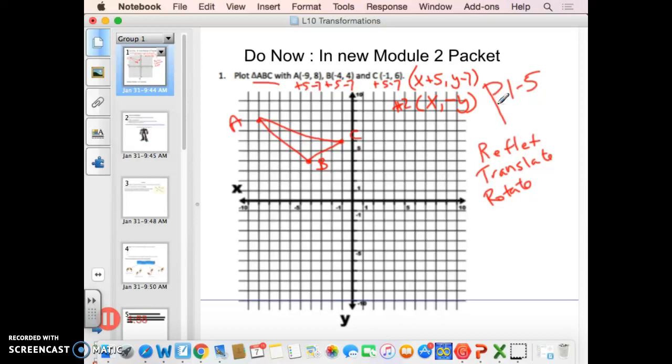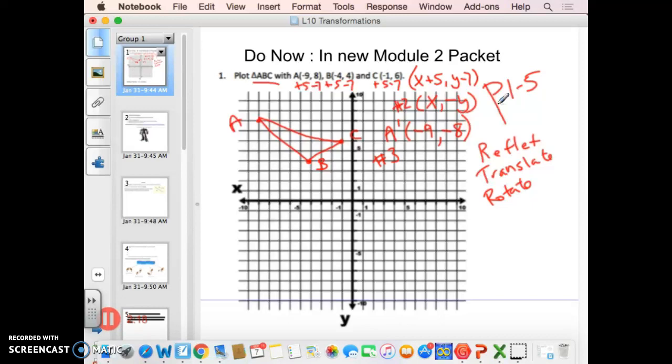The second rule, on the second page for number 2, you're going to apply the rule x comma negative y. You're going to look at these same coordinates. The x is going to stay the same, and the y is going to change. So for the first coordinate, A prime will be at -9, so that's the x staying the same, and the y becomes -8.